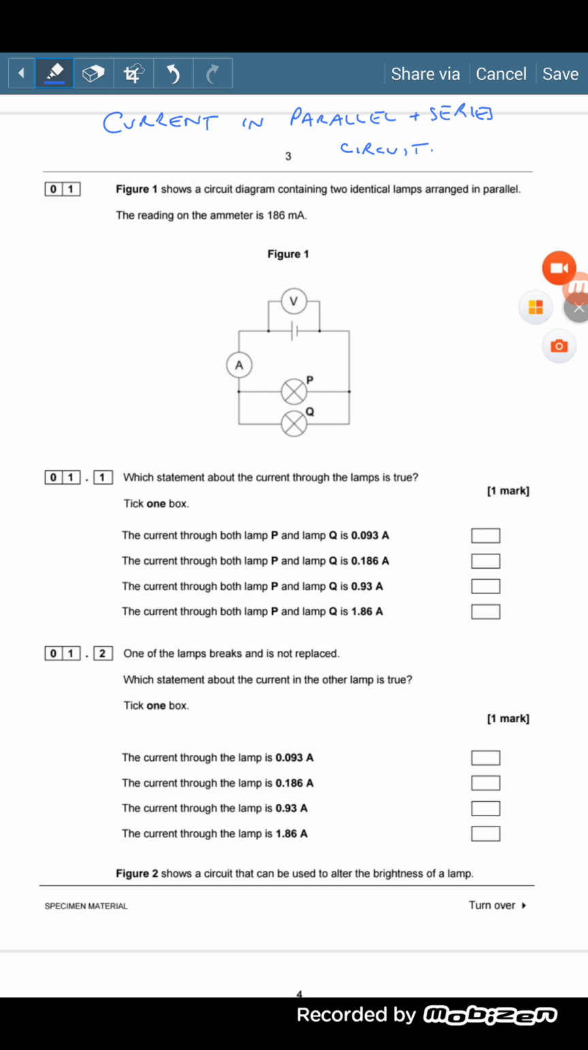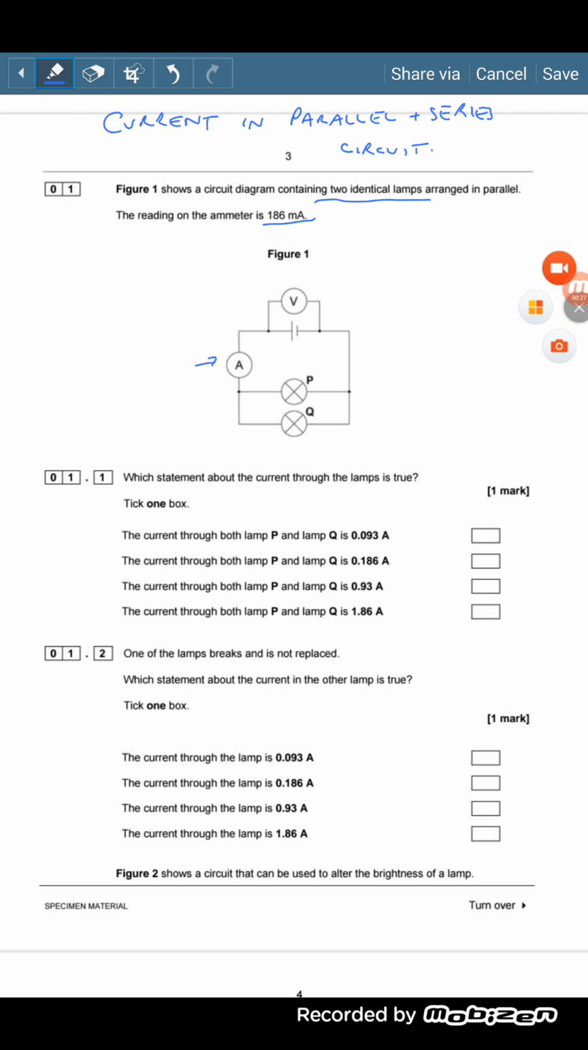Okay, we're going to look at this exam question which looks at current in a parallel circuit, and I'm going to also talk about current in a series circuit as well as a comparison. We have here a circuit with parallel bulbs, and you'll say here that they are identical lamps. That means that they have the same resistance. So the reading on this ammeter is 186 milliamps.